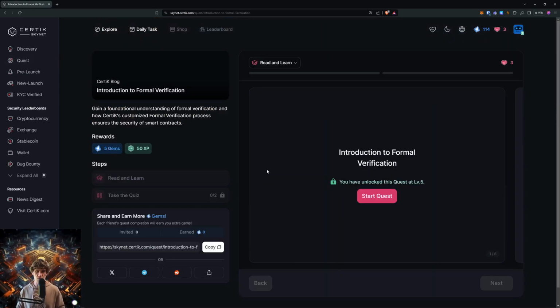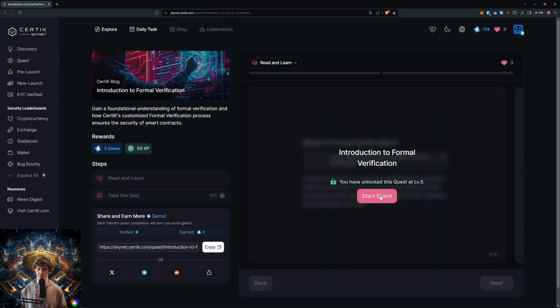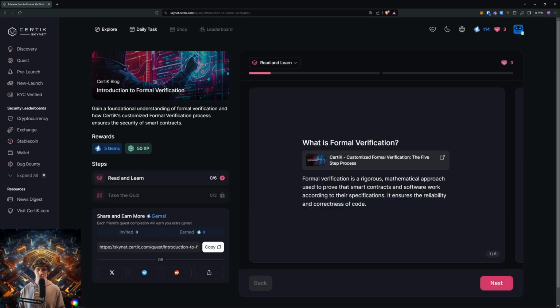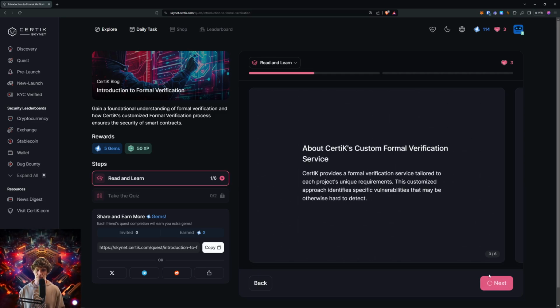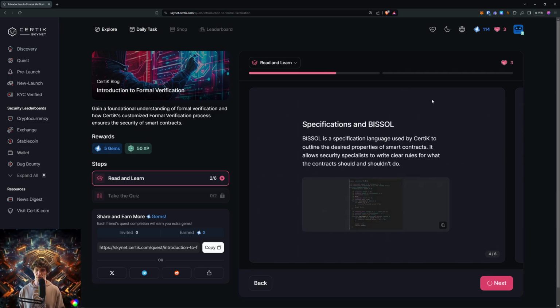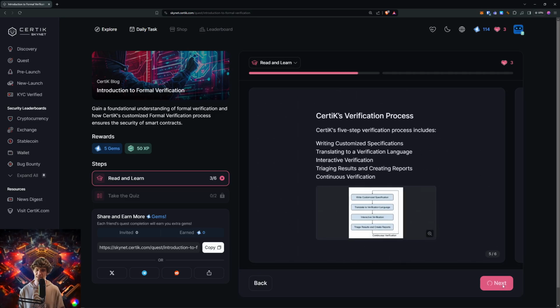Okay, so CertiK blog, introduction to formal verification. So formal verification is a rigorous mathematical approach that proves if the smart contract and software work according to their specs. So why is it important? It can detect and prevent vulnerabilities. So there's a little bit more on their smart contract verification specifications and BIS-SOL. So it's a specific language used by CertiK to outline the desired properties of smart contracts. This is a verification process.